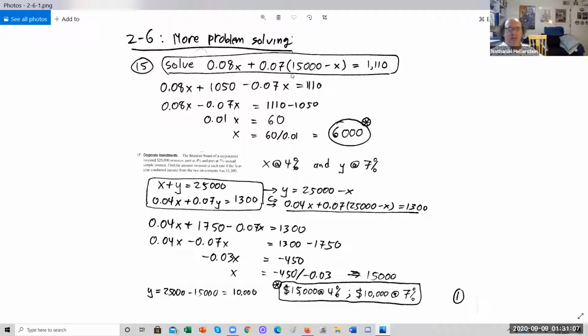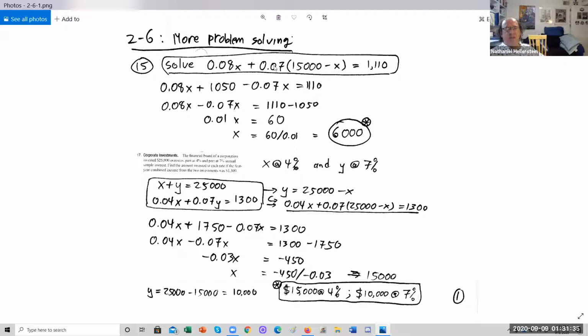0.08x plus 0.07 times (15,000 minus x) equals 1,110. I think this must be some kind of interest rate problem where you start with $15,000, invest some of it at 8%, invest the rest at 7%, and get 1,110 interest for a year. And the question is how much in each account?